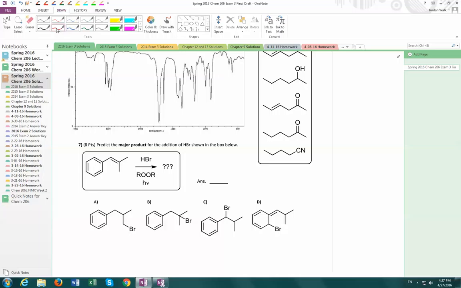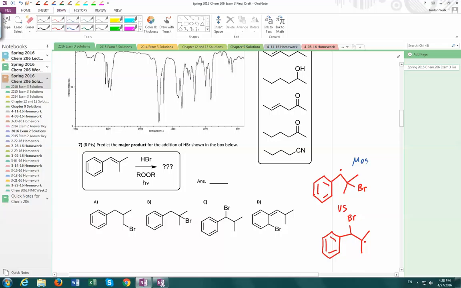So we've got ultimately two possibilities. We're going to have the possibility to have this radical versus this radical. And so which is the more stable radical? The one closer to the top one, closer to the ring. Yep, and so this is definitely going to be our most stable radical because there's resonance involved around the benzene ring. And so here's our most stable radical. So we end up with B being the major.